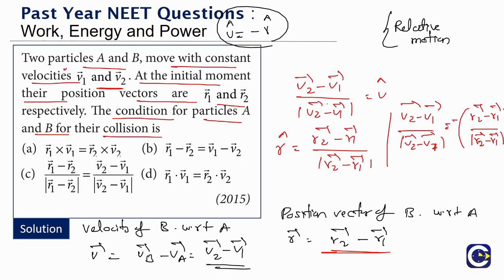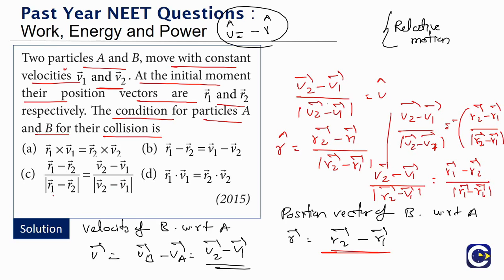So what we'll have? (V2 minus V1) by modulus of (V2 minus V1) is equal to what? (R1 minus R2) divided by modulus of, see, we can write it either as modulus of R2 minus R1 or modulus of R1 minus R2, because anyway it is modulus. Why are we making these changes? Because in the option they have given it like that. Modulus of R1 minus R2 is same as modulus of R2 minus R1.